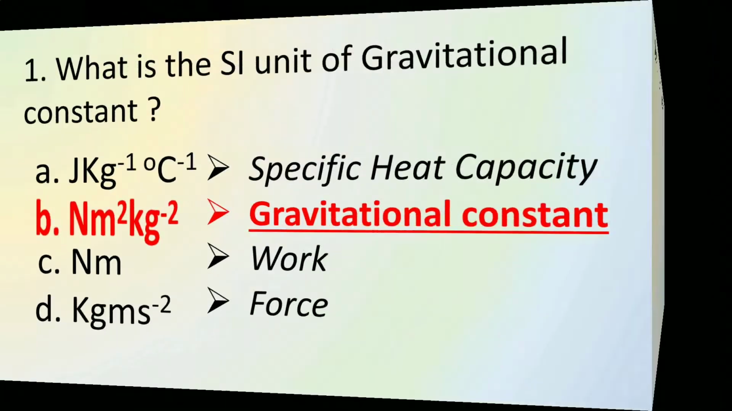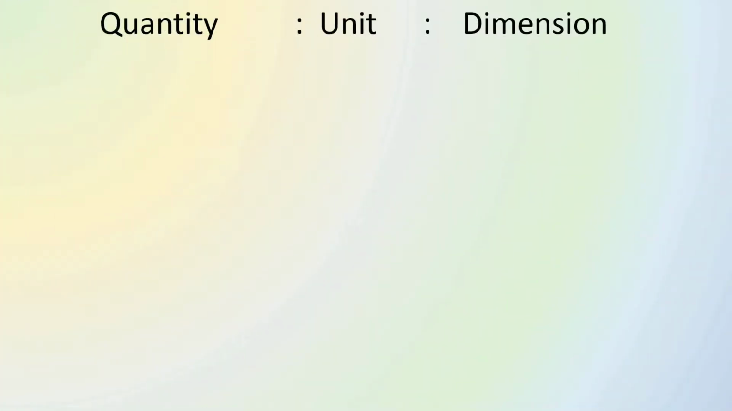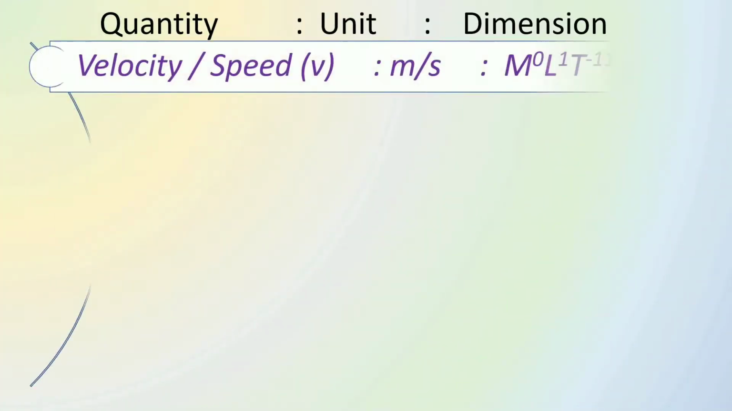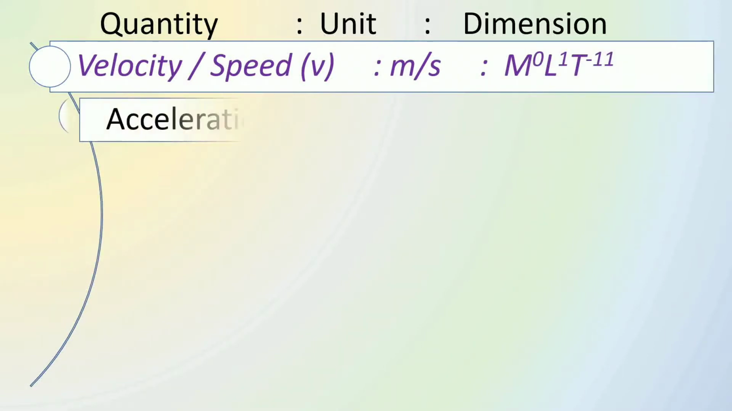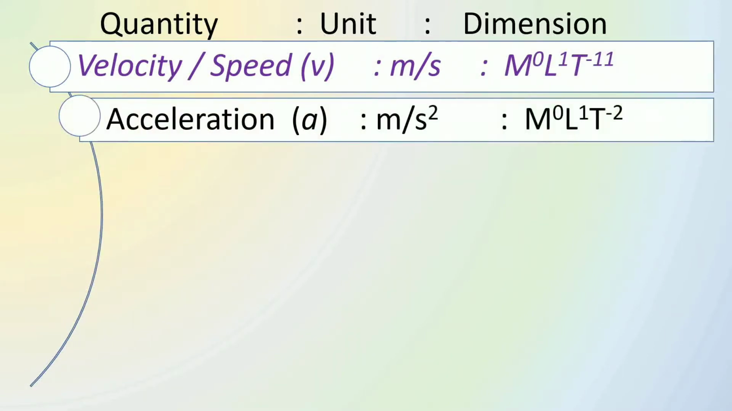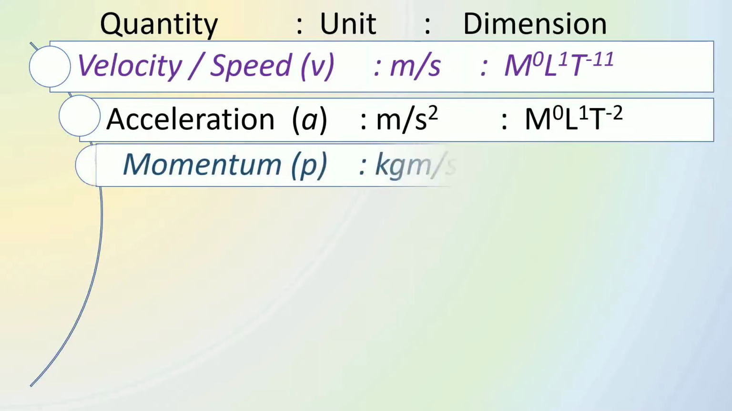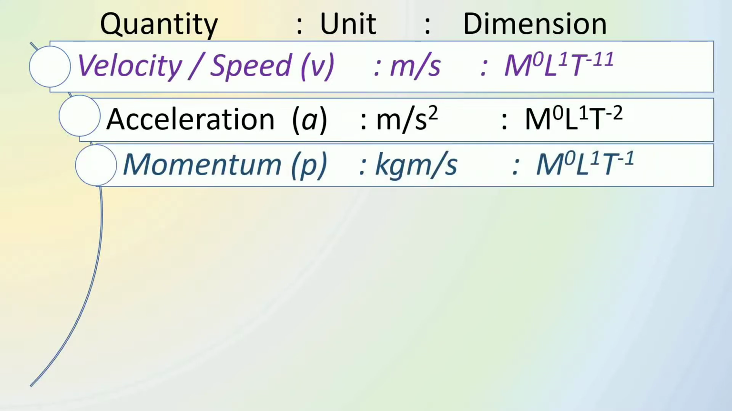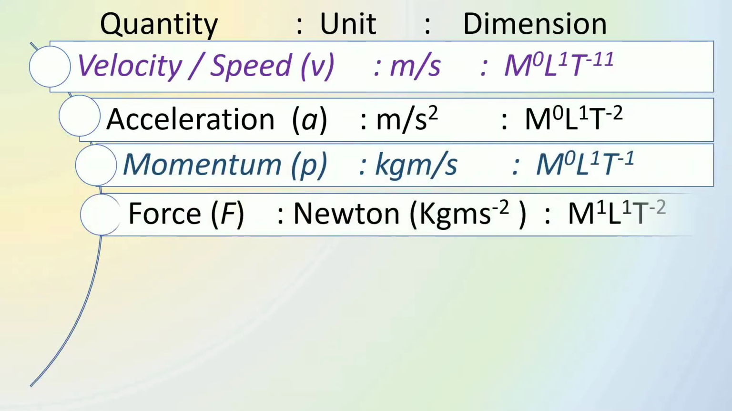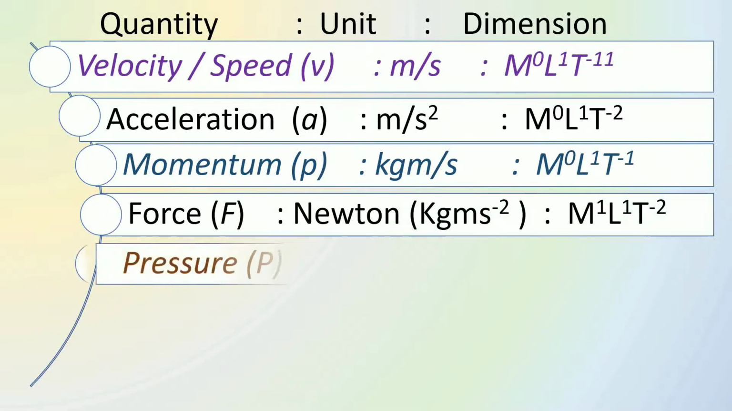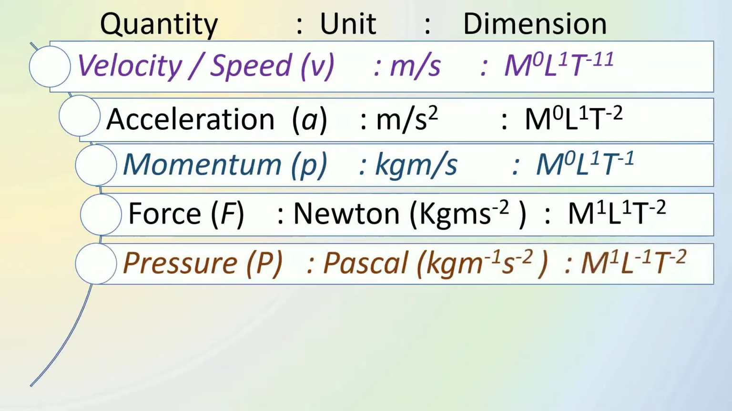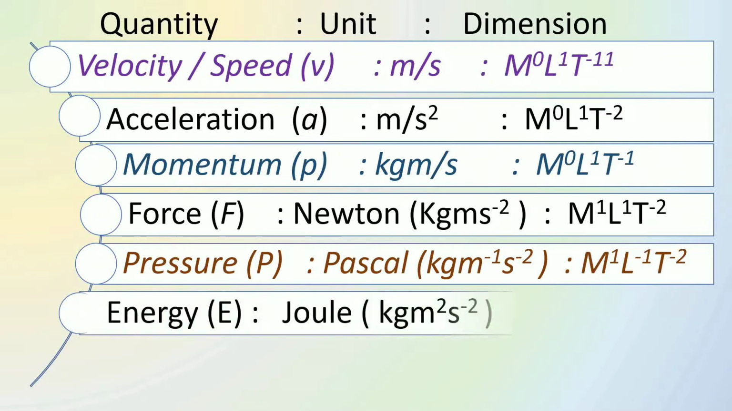Let's look at other quantities and their SI units and dimensions. The SI unit of velocity or speed is meter per second. The SI unit of acceleration is meter per second square. The SI unit of momentum is kg meter per second. Similarly, force is kg meter per second square. Pressure is kg per meter per second square. Energy is kg meter square per second square.